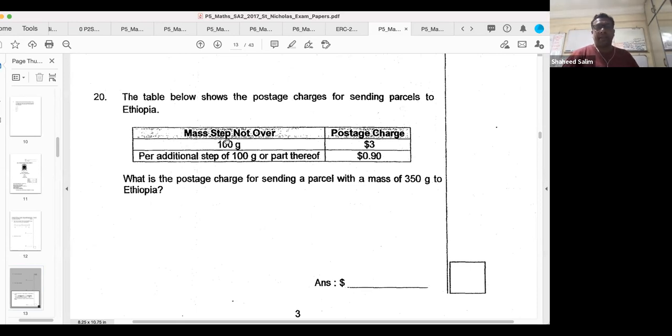Okay, I will run through this again. This is P6 level, and even some of my students, even one-to-one students, are still confused. But this is a system that is used in the post office. You need to know this.